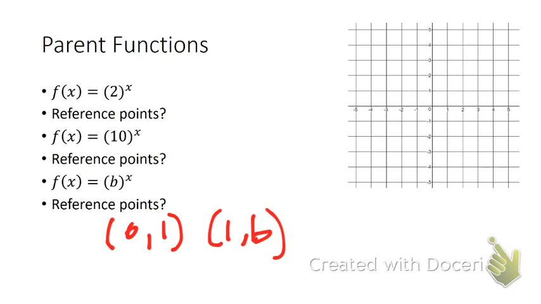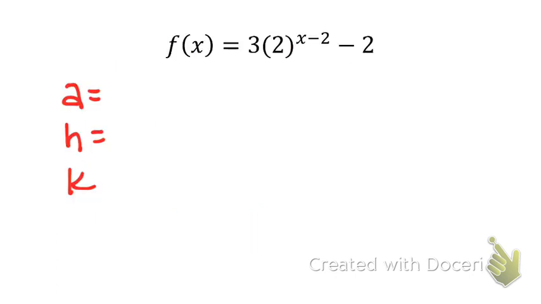And if we can plot those 2 points and draw a curve, then we can graph any of these parent functions. So the next couple of things we're going to do is some transformations. So here's a little more complicated function. We've got 3 times 2 raised to the power of x minus 2, and then subtract 2. It's been a little while since we've talked about function transformations, but see if you can figure out who a, h, and k are.